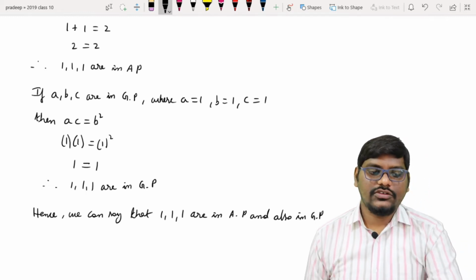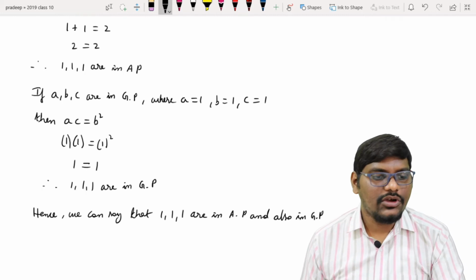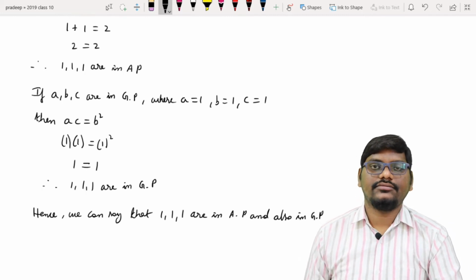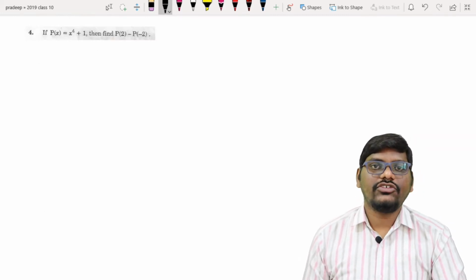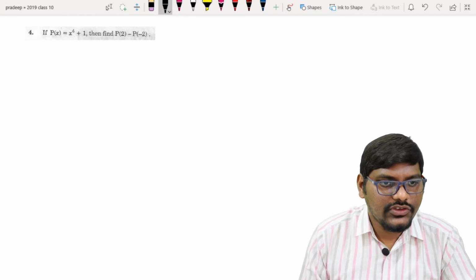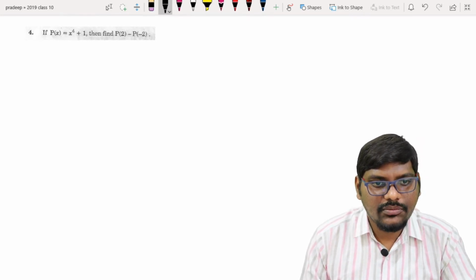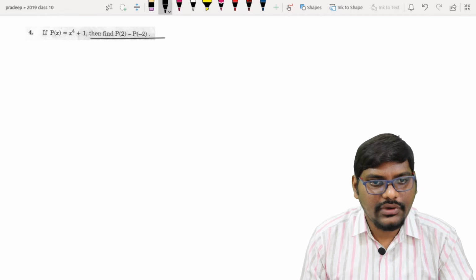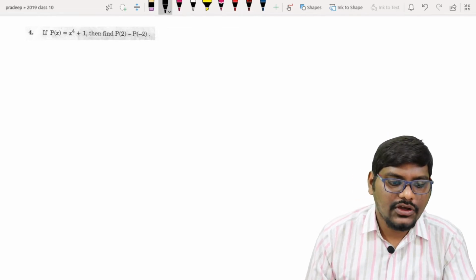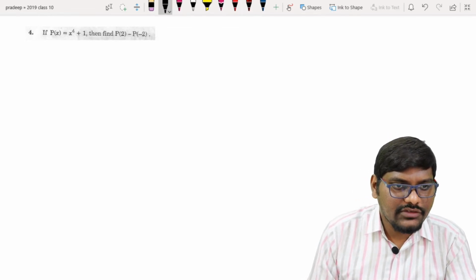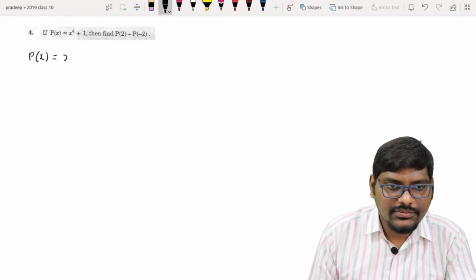Okay, so this is clear. So this is all about question 3. So let's see question 4. Question 4 says if p of x equal to x power 4 plus 1, then find p of 2 minus p of minus 2. Alright, so let's write the given equation, that is p of x is equal to x power 4 plus 1.